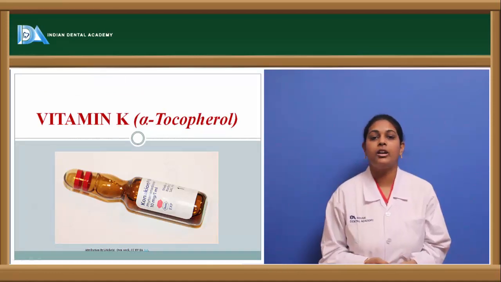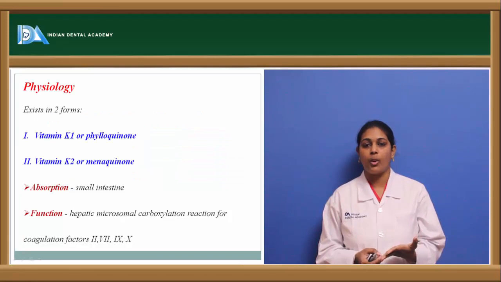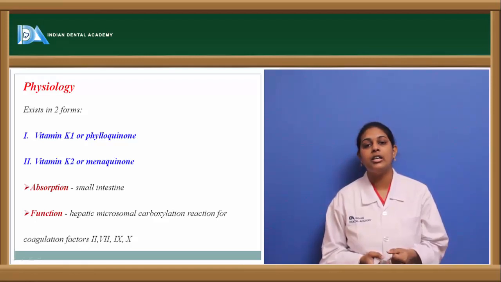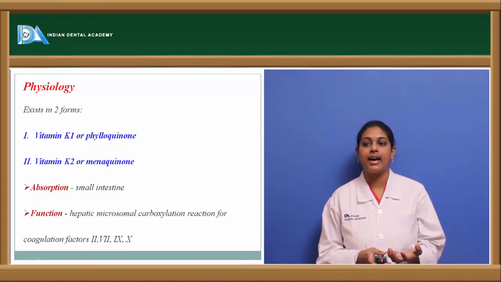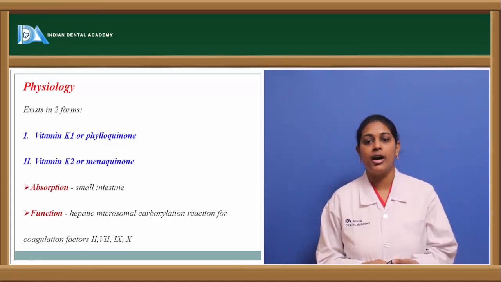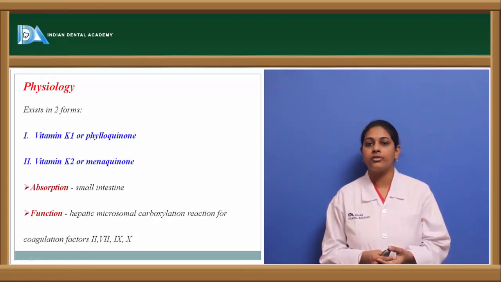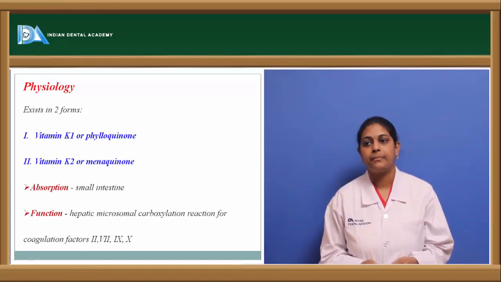The next fat-soluble vitamin is vitamin K, which exists in two forms, that is vitamin K1 and vitamin K2. Vitamin K1 is known as phylloquinone, whereas vitamin K2 is known as menaquinone. Usually this vitamin is absorbed in the small intestine, and the major function of vitamin K is that it helps in hepatic microsomal carboxylation reactions, which are necessary for coagulation factors 2, 7, 9 and 10.